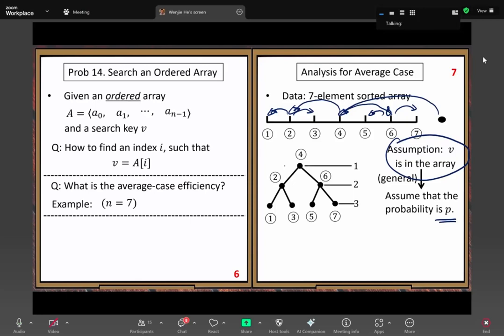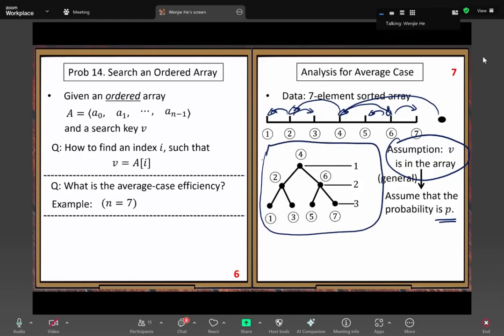So this simple binary tree gives us all the information about all the comparison cases for this binary search. Total 7 nodes. So you can find the comparison number for these 7 nodes. Now we are ready to calculate average case efficiency. When we calculate the average case efficiency, we need to use the structure of this binary tree.